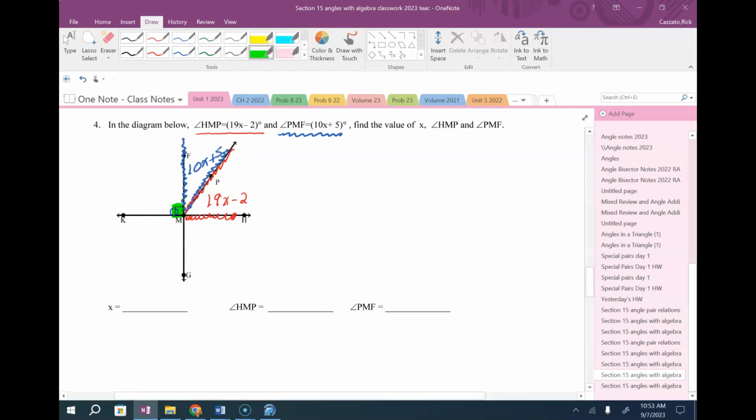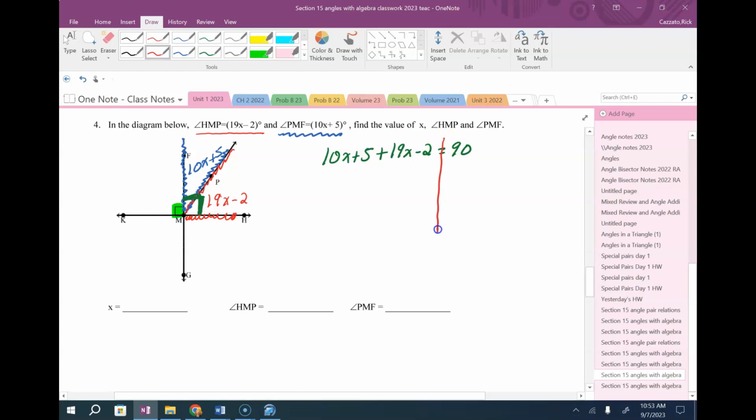Notice we have a right angle here. I just highlighted it in green. If the left side is 90 degrees or a right angle, that means the other side is also 90 degrees. So I'm going to put the box on the other side. So the blue and red angle add up to 90 degrees. So the equation is 10x plus 5 plus 19x minus 2 is equal to 90.